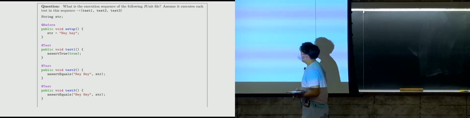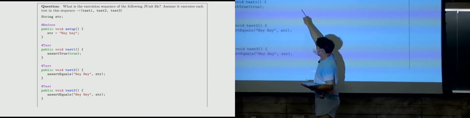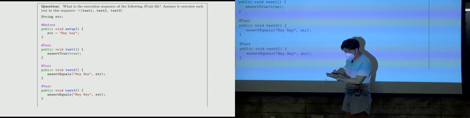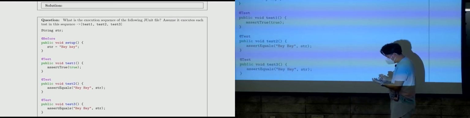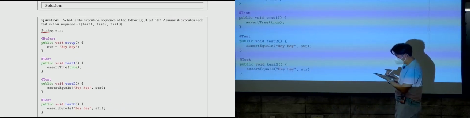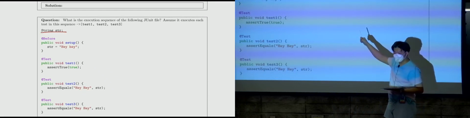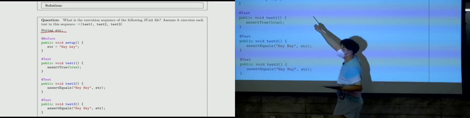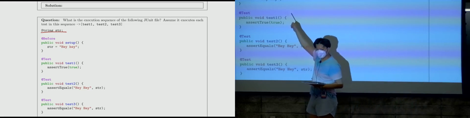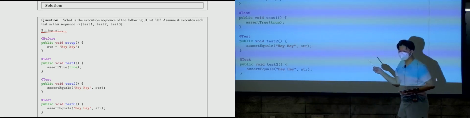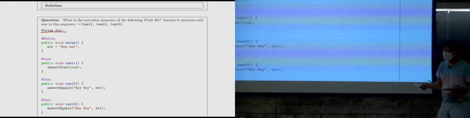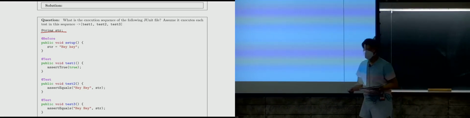So here is the JUnit test file. I have an example here. And pay attention that I have a string as an instance variable here. You have to have that. Anyone know why I need to have this line? Yeah, correct. The scope.